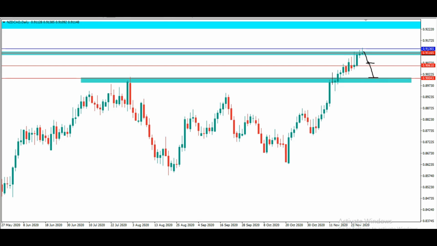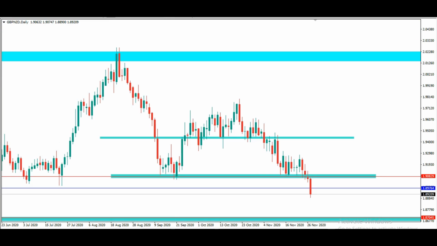If the price will not do any of this, if it will just give us a daily close above this Thursday and Friday's candle, then on the retest of that area as support, we'll be taking a long trade into the overall target at 92.22.